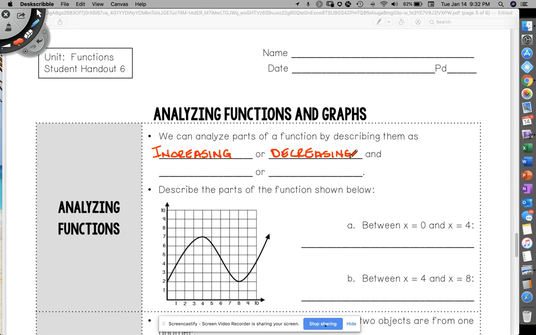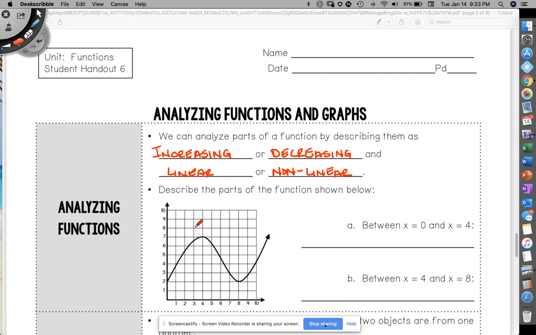We can also describe them as linear, or the opposite, nonlinear. So we're going to use these describing words to talk about the graphs that are listed down below here.